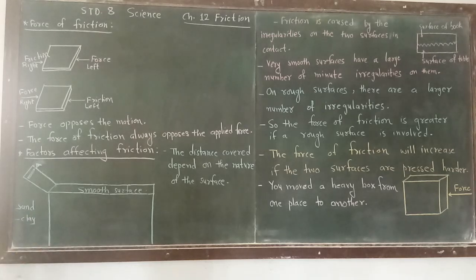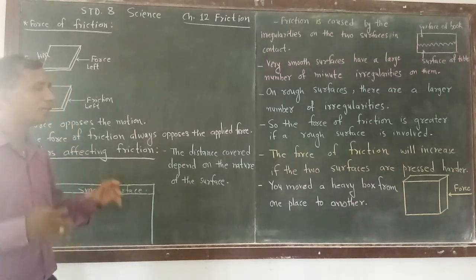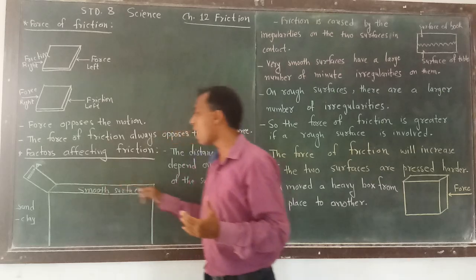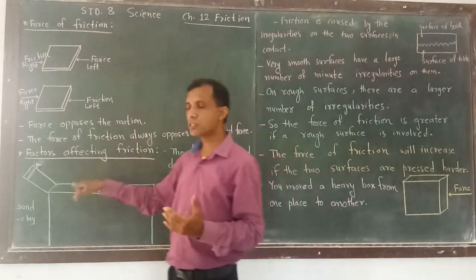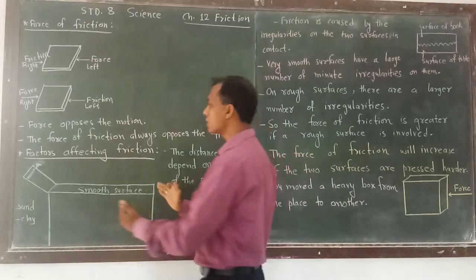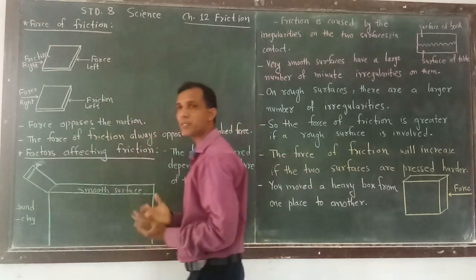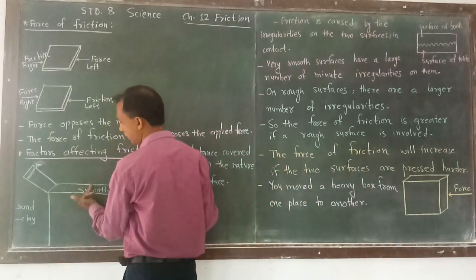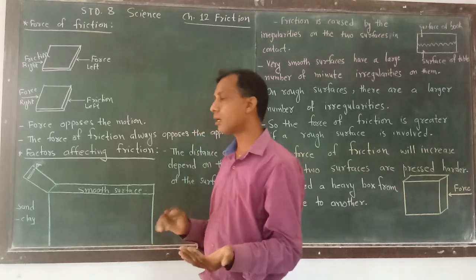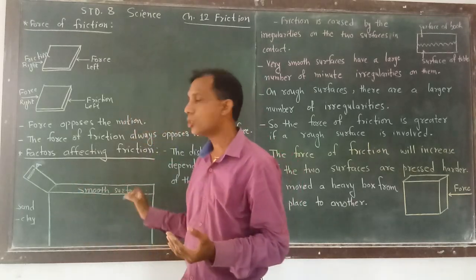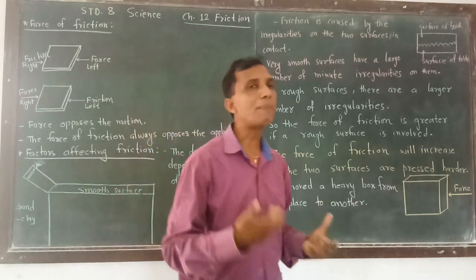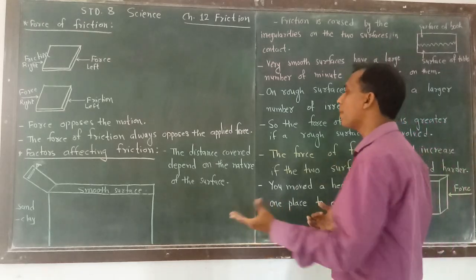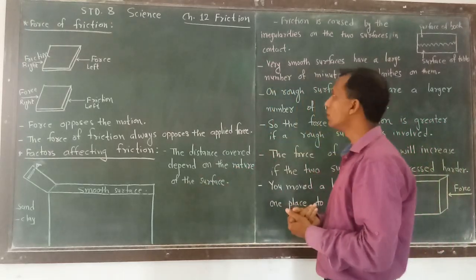From this activity we conclude that the distance covered depends on the nature of the surface. Initially the surface is very smooth, so it covers a large distance. Next, the surface covered with cotton cloth is a rough surface, so it covers a much shorter distance. Third, with sand particles spread, it covers the shortest distance. So the distance covered depends on the nature of the surfaces.